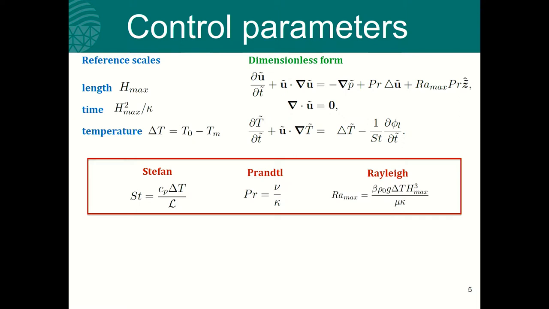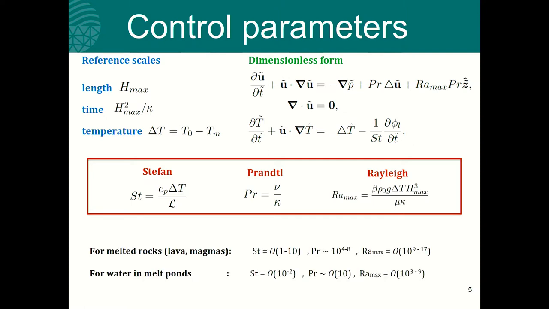and it defines the rate of the melting; the Prandtl number, which is already known, I guess everybody knows here; and the Rayleigh number, which is also known as free convection or natural convection, and it defines that if it is below some critical value, the main temperature is transferred by conduction, and when it is higher than the critical value, the temperature is transferred mainly by convection. For the materials that we know already, the Stefan number for rocks in the form of lava or magma is of order 1 to 10, and Prandtl is of order 10 to the power of 4 to 10 to the power of 8. For water, which we are interested in, the Stefan number is of order 10 to the power of minus 2, and Prandtl of order 10.